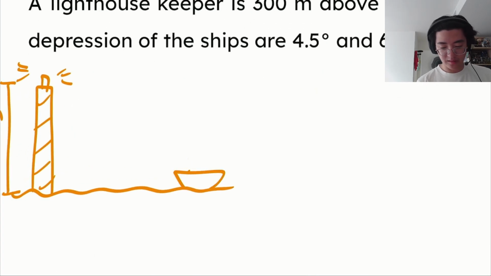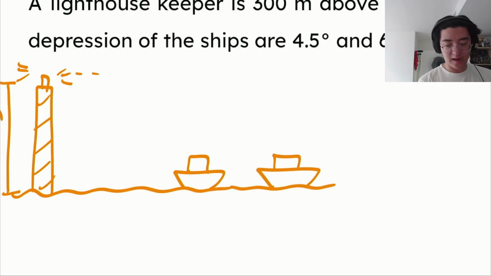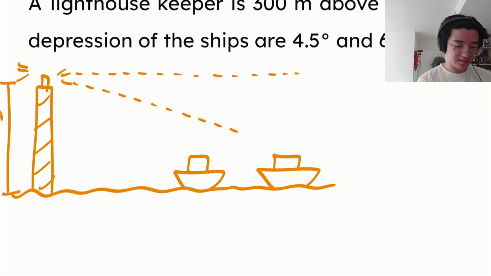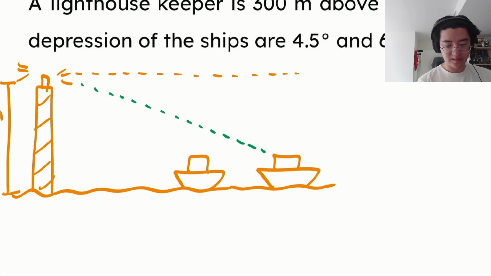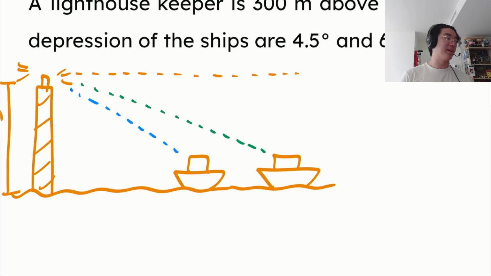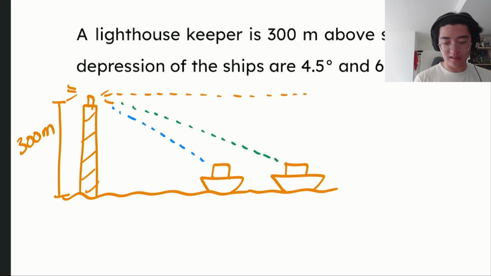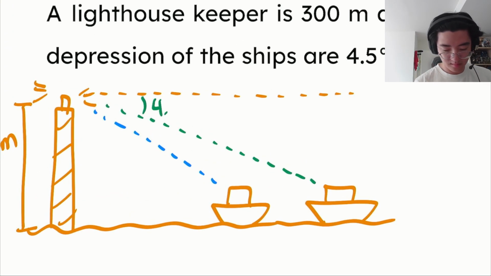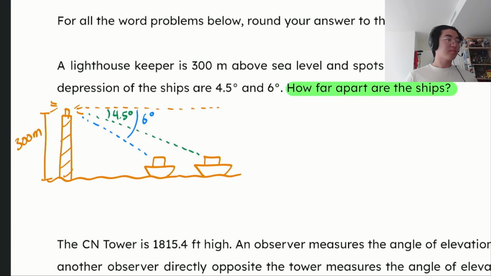Okay, so we got two ships here. One ship's here, and the second ship's here. Right? So we're looking at the angle of depression here. So here's the horizontal. Actually, let me do it in different colors so it's easier to see. So the angle of depression for this ship and the angle of depression for this ship right here. Alright, so the first one is smaller at 4.5 degrees. The second one's bigger at 6 degrees. Alright, so this is what the diagram will look like.